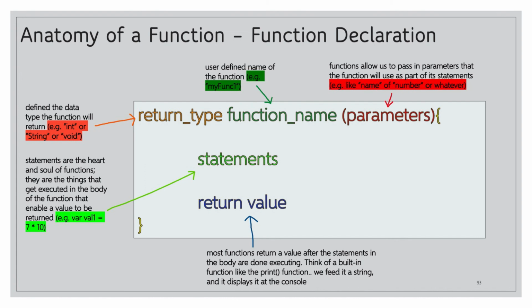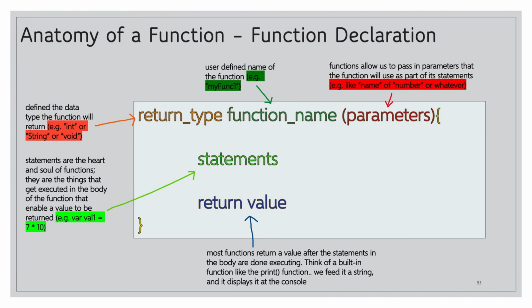Statements are the heart and soul of the functions. They are the things that get executed in the body of the function that enable a value to be returned. For instance, I might have a statement like var val1 = 7 * 10. And if I was using parameters, it might be var val1 = num1 * 10, that type of thing. That's how we get to use parameters and the arguments that get passed in to marry them to then manipulate in the statement. Then return value.